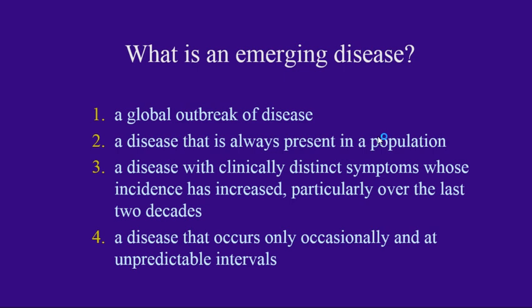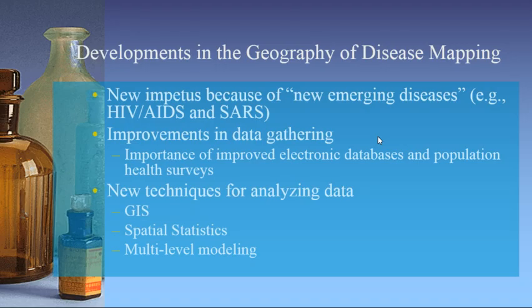Well, a global outbreak is a pandemic, and we're going to define these words later. A disease that's always present in some number is endemic, E-N-D-E-M-I-C. An emerging disease is one whose incidence has increased. It's something we need to pay attention to, and I think you can probably right now think of a bunch of those. And this is one of the reasons that medical geography has really come to the forefront, this idea of disease mapping, because of these new emerging diseases like HIV/AIDS, SARS, avian flu, H1N1, Ebola.